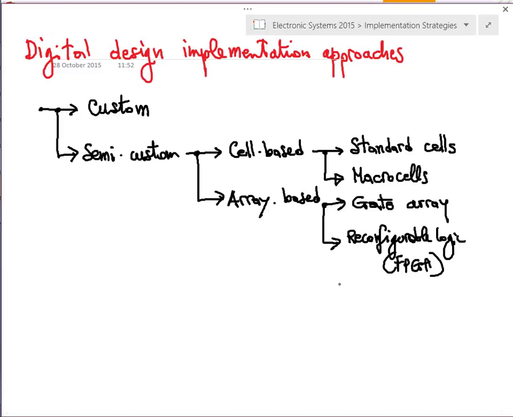I would say that the most used is the standard cell approach and the macro cell approach for, let's say, large volumes, and for small volumes the FPGA approach. But in many cases actually it is also used a mix of the different approaches. Let's delve into each of them and look at what we can actually learn from the different possibilities. So let's start with custom design.